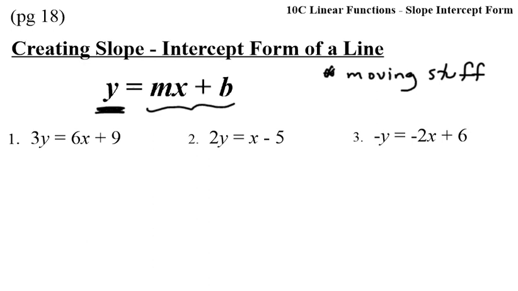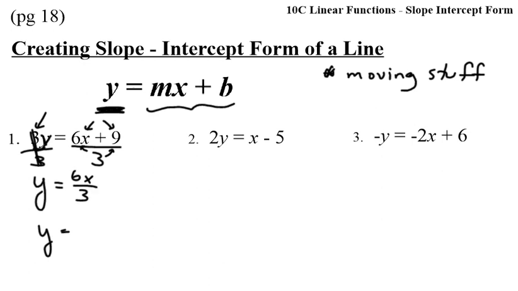In this first one, in order to get y by itself, we need to get rid of the 3. Algebra tells us, what do I mathematically need to do so that the y is by itself? Well, they're attached by multiplying, so I'm going to divide by 3, just like we would in algebra. Whatever I do to one side, I do to the other. So by dividing by 3 on the left, y is now by itself. But on the right side, because we have 2 terms, we need to divide both terms by that 3. So we have 6x over 3 plus 9 over 3.